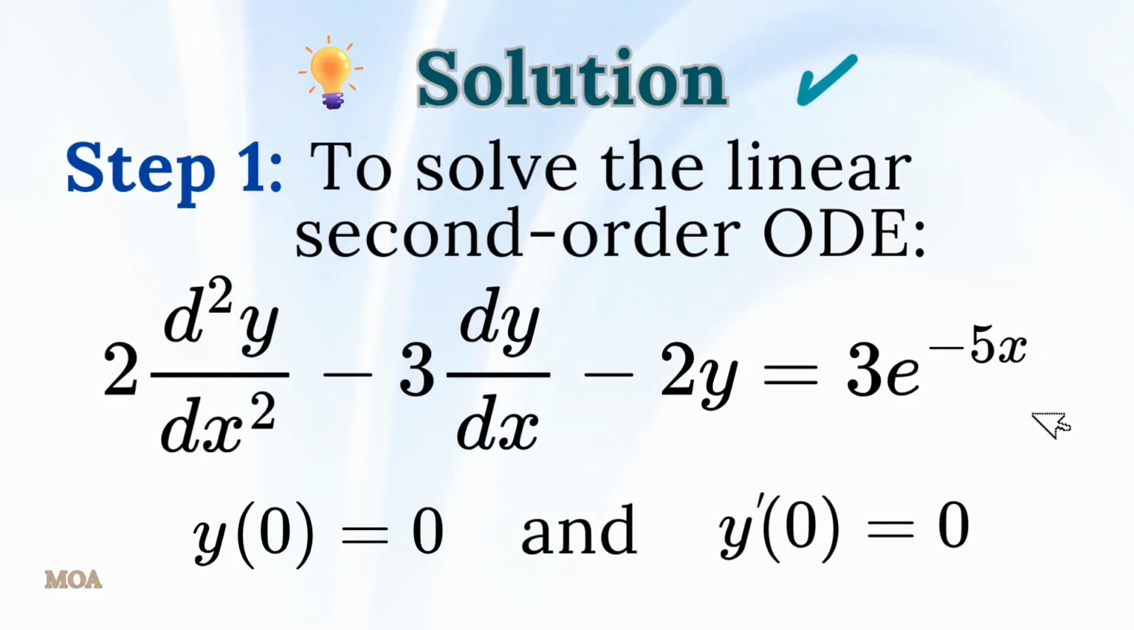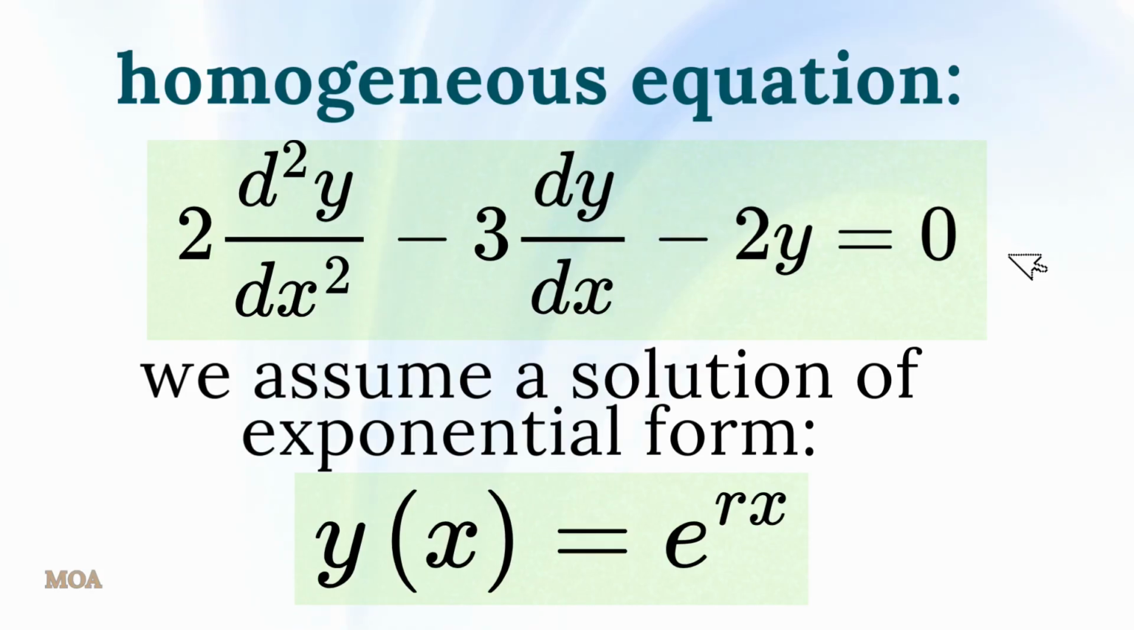To solve this linear second-order differential equation, we begin with its associated homogeneous differential equation, obtained by setting the right-hand side equal to 0. That is, we solve 2 times the second derivative of y with respect to x, minus 3 times the first derivative of y with respect to x, minus 2 times y of x equals 0.